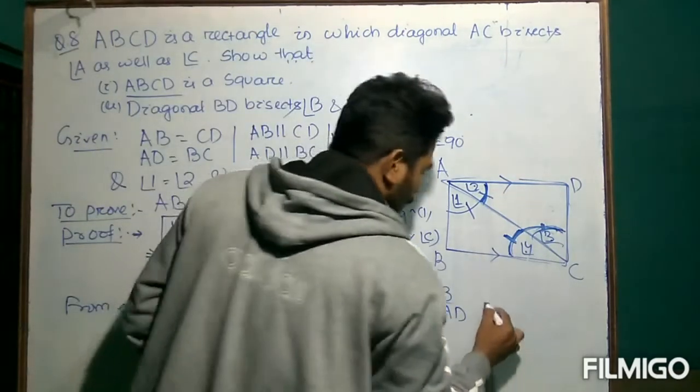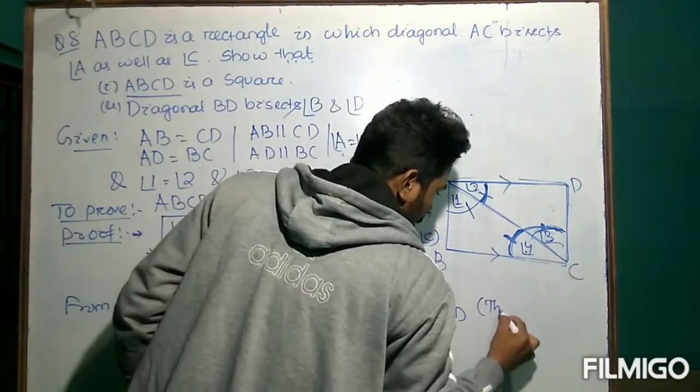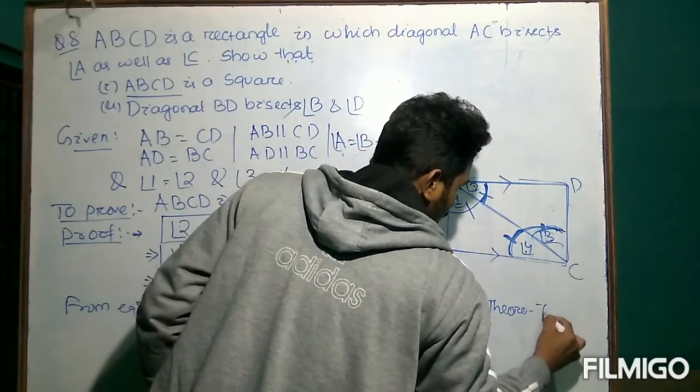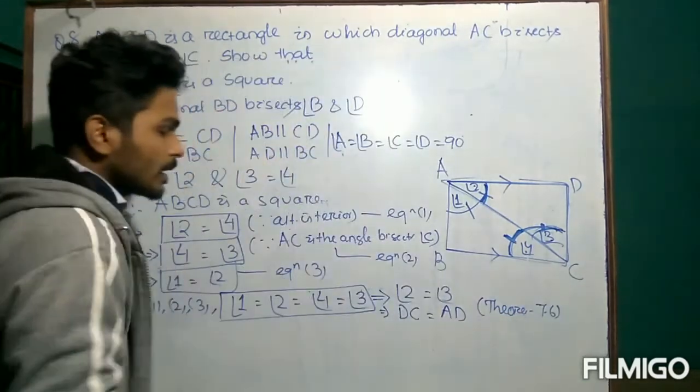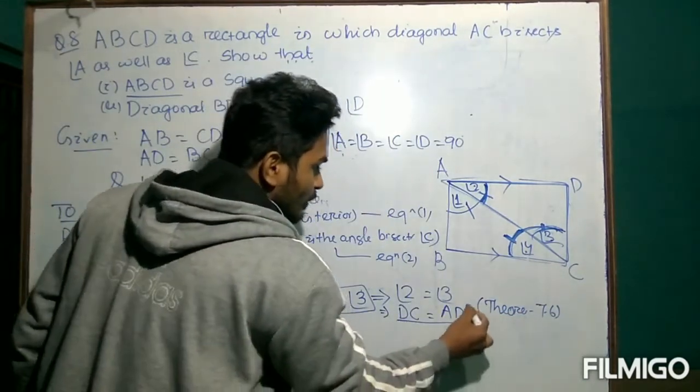This is theorem 7.6. So we got that DC is equal to AD.